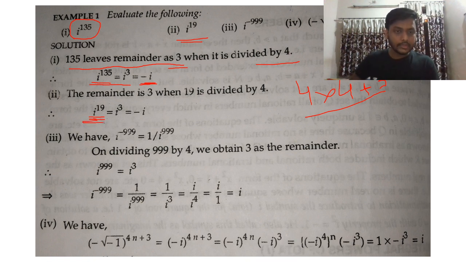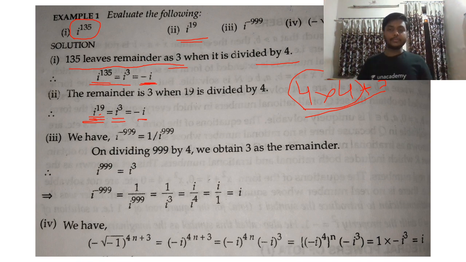And this i to the power 19 can be written as i to the power 3. Why? Because your 16 is 4 times 4, which means a multiple of 4. So I can write this 19 as 4 times 4 plus 3. i to the power 4 becomes 1, so I'm left with i to the power 3, and i to the power 3 is nothing but minus iota.